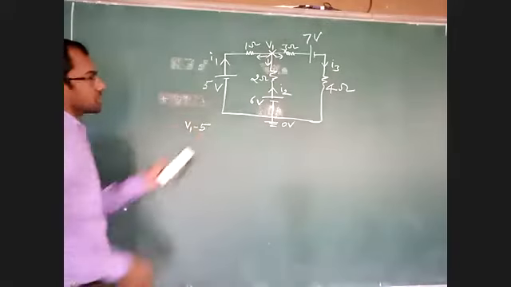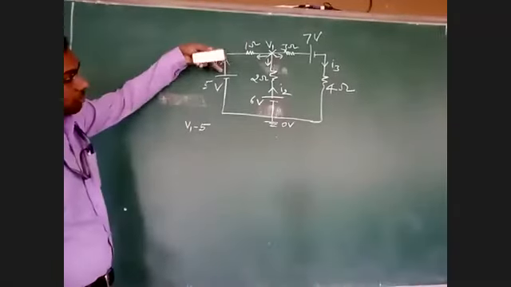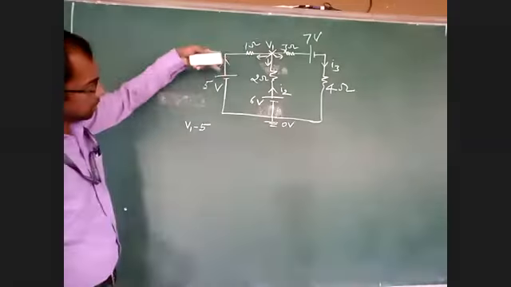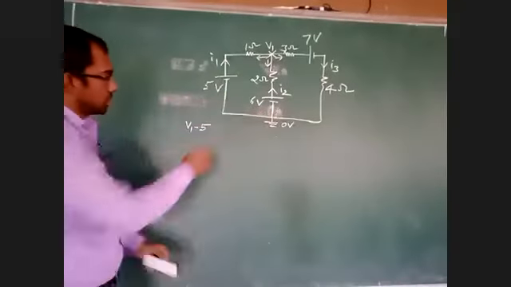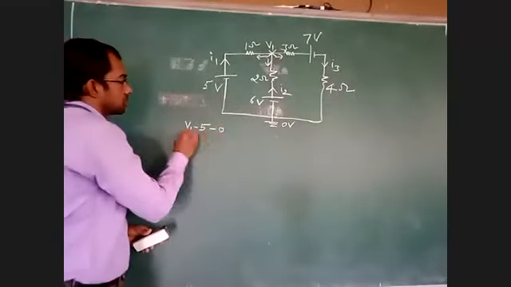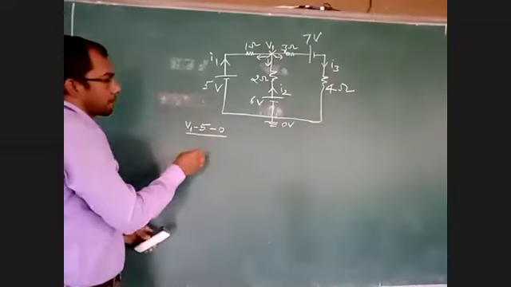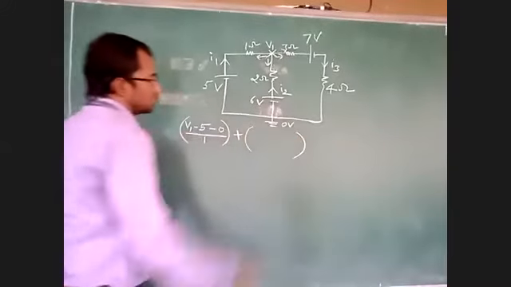V1 minus 5. Why minus 5? Because the arrow is moving from plus to minus. Minus 0. What is the resistance? Voltage in the numerator, you have 1 ohm in the denominator. We have to write all the resistances. Now, what is this value?